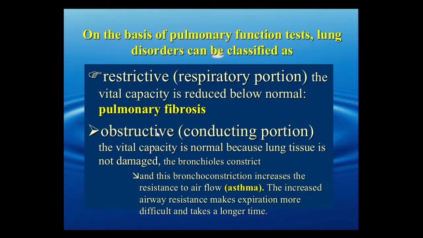And in the other group, when we have disorders of function of the conducting portion, it's obstructive disorders, when the vital capacity stays normal, because lung tissue is not damaged. But the conducting portion, first of all the bronchioles, can be constricted, and such bronchoconstriction increases the resistance to airflow, as we can observe in a disease such as asthma. The increased airway resistance makes expiration more difficult and longer.